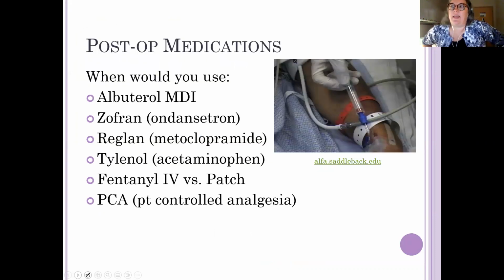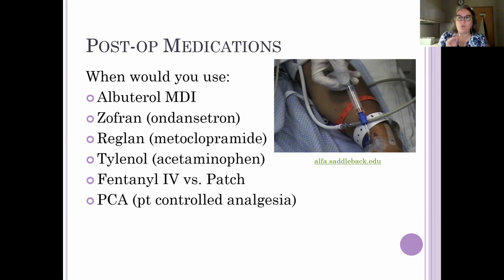In post-operative land, we may be using some different medications. Let's go back to pharmacology again, and let's talk about post-operative medications. So what I would like you to do with this particular slide is I'm going to assign you a little homework again. I do require every once in a while that you interact with the videos, even though I can't gauge whether you're interacting with them or not.